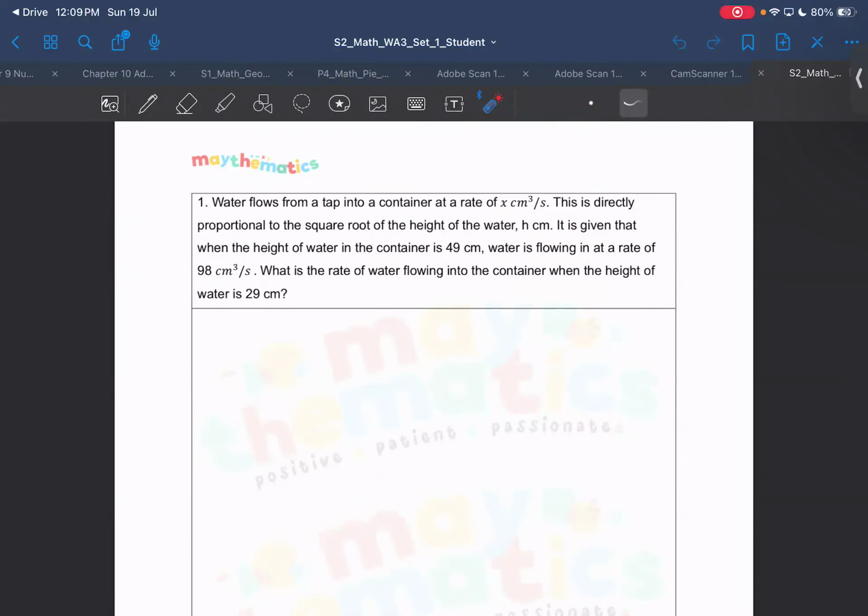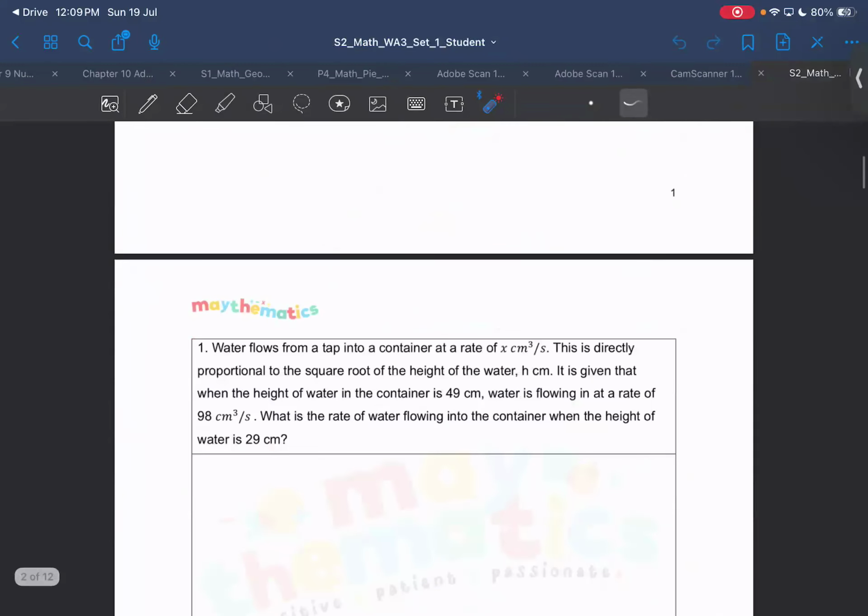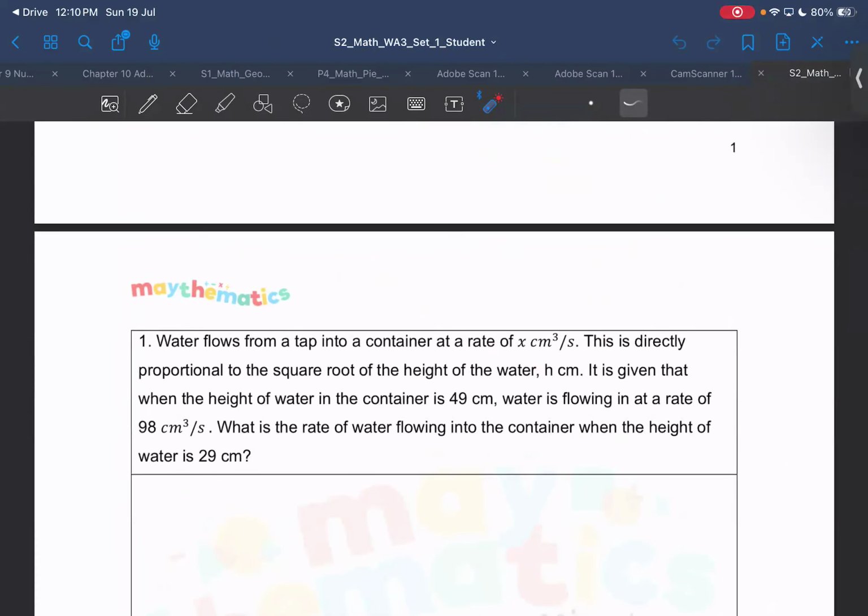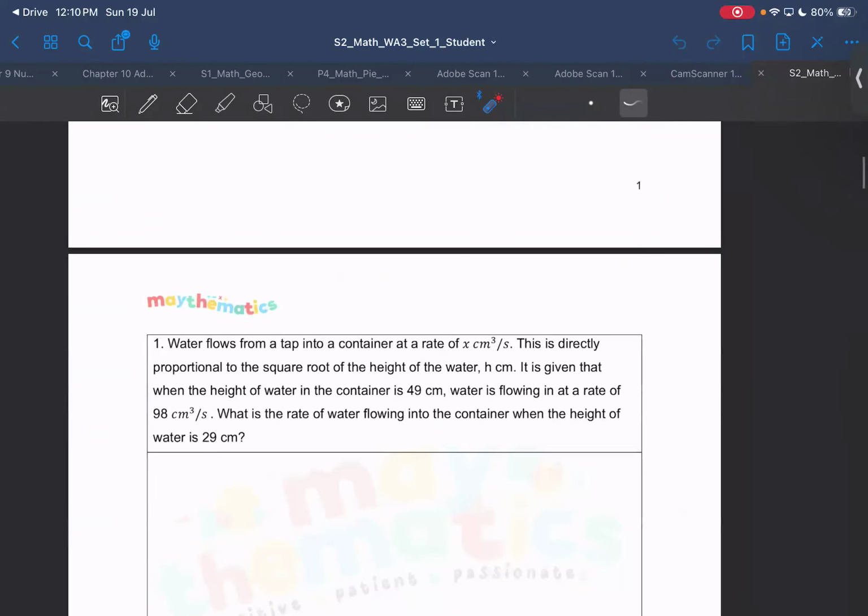Do math scale. Map skill. Map skill I need to help you after class, because map skill is a previous topic.